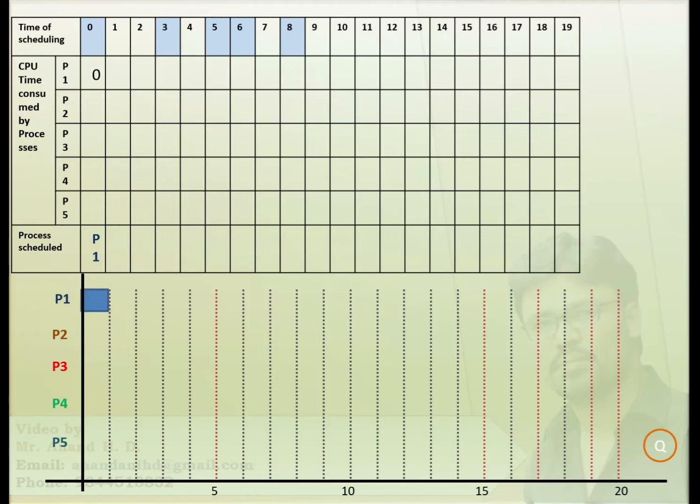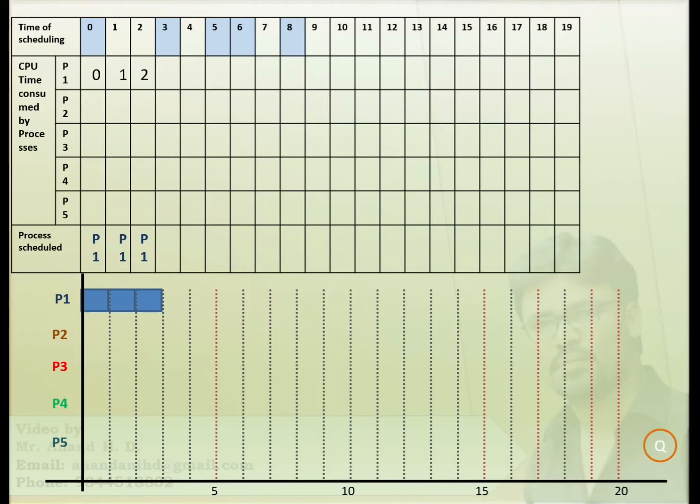So at 1 time unit, P1 has completed 1 time unit of execution. So since there is no other process in the ready queue, again P1 will be selected and it will be executing from 1 to 2 time units. At 2 time units, process P1 has completed 2 time units of execution, and again there are no other processes in the ready queue, so P1 will get one more chance to execute from 2 to 3.